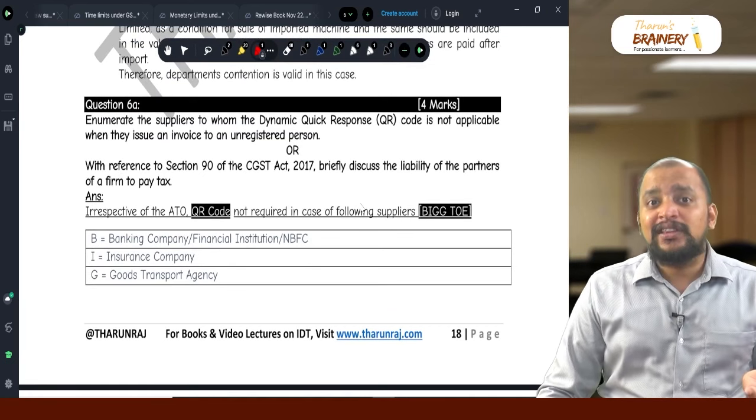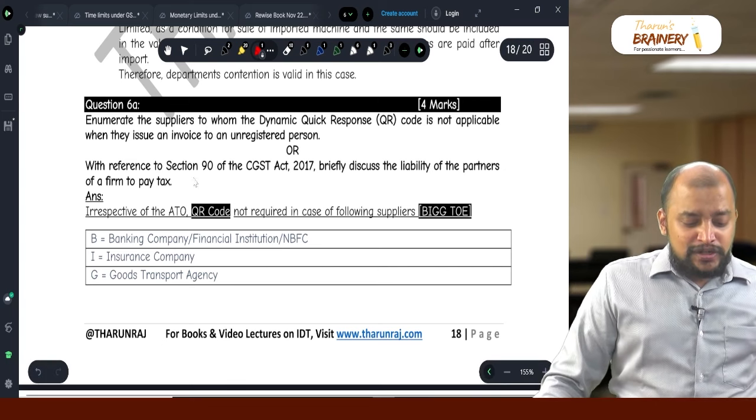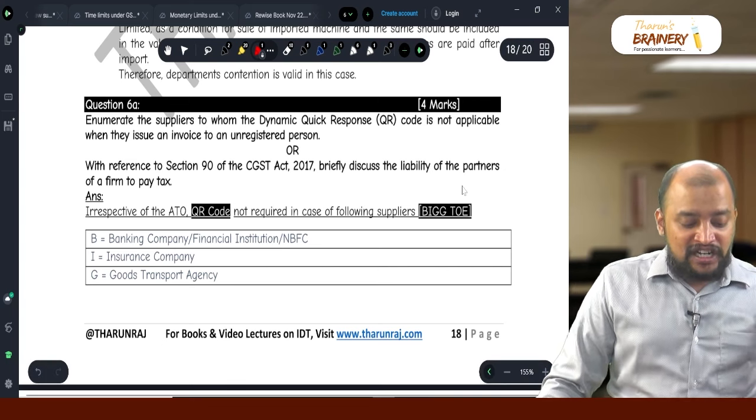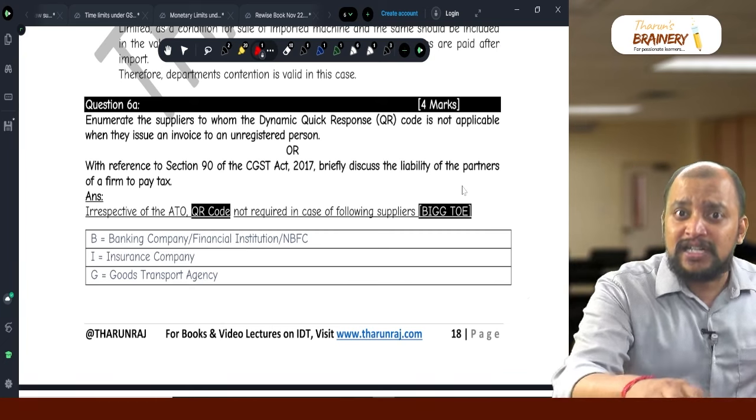So this I gave in the That's It book. Even in rocket revision I discussed. Or with reference to section 90, briefly discuss the liability of partners of a firm. Partners and firm, this also I discussed in rocket revision.